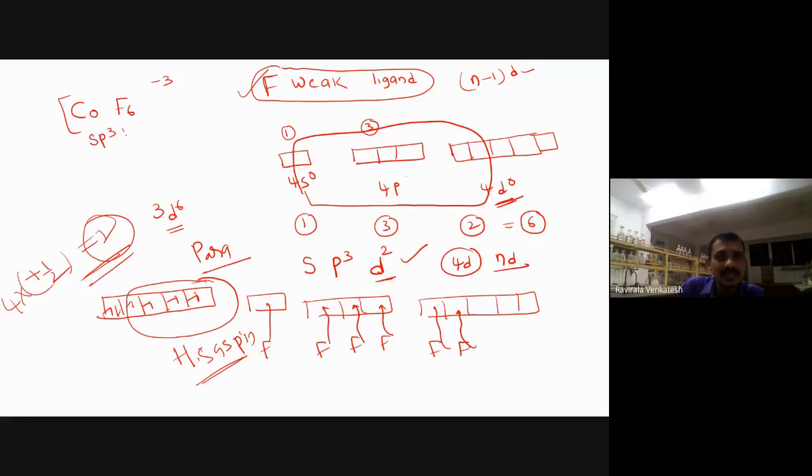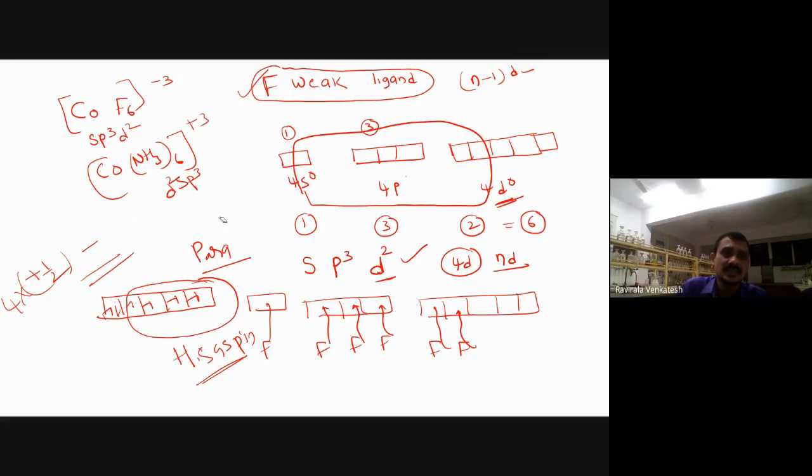sp3d2 hybridization, whereas cobalt is one. Cobalt with NH3, taken six times, plus 3 — what type of hybridization are you having? d2sp3 you are having. This is the thing you need to identify. You need to distinguish these two. One is having sp3d2, the other is having d2sp3.